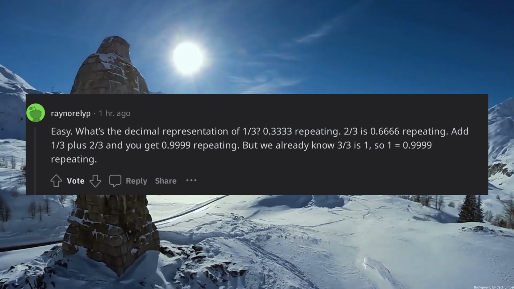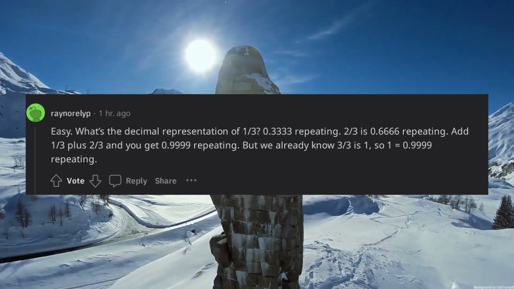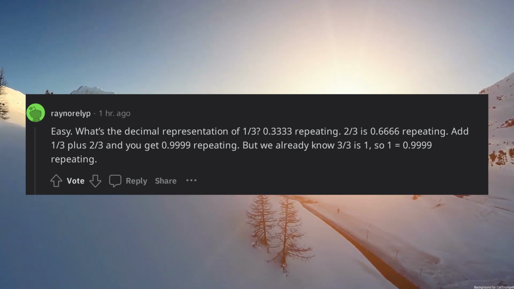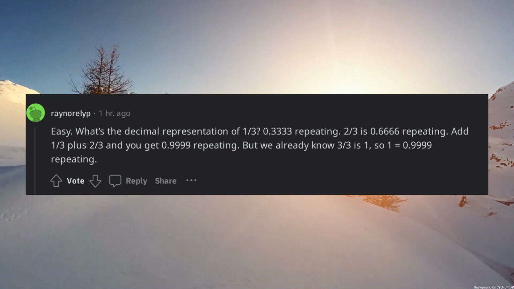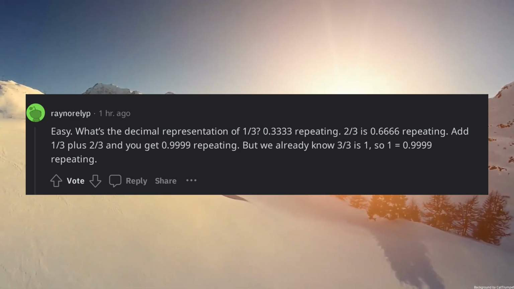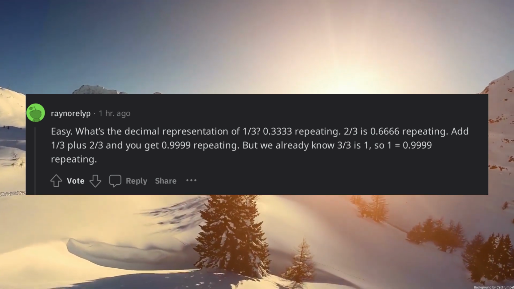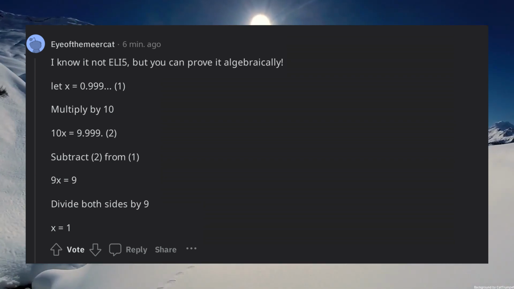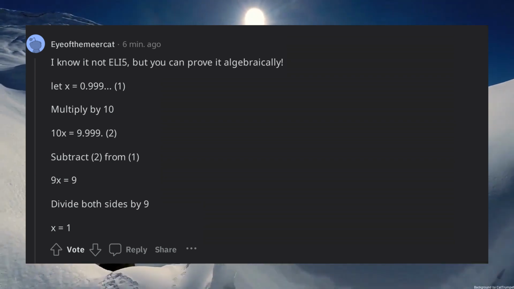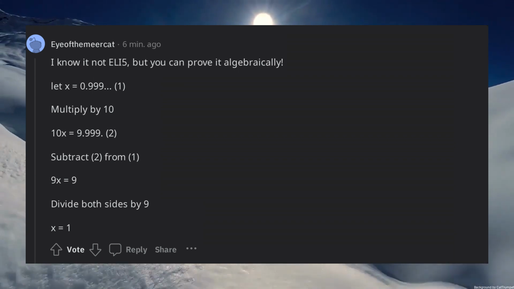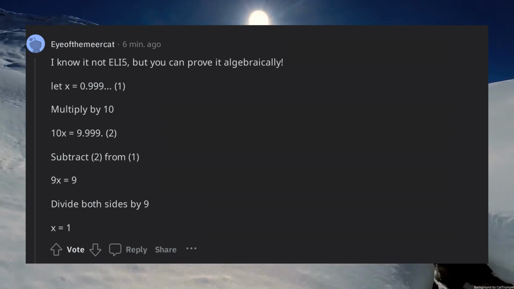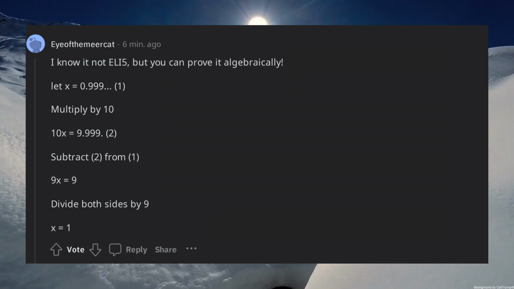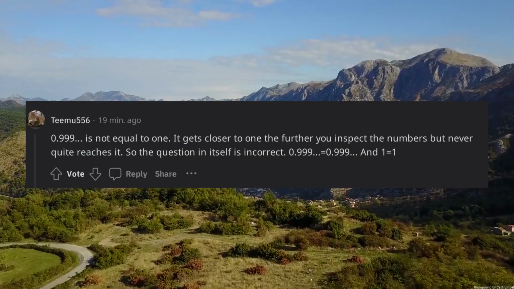Easy! What's the decimal representation of 1/3? 0.3333 repeating. 2/3 is 0.6666 repeating. Add 1/3 plus 2/3 and you get 0.9999 repeating. But we already know 3/3 is 1, so 0.9999 repeating is 1. I know it's not ELI5, but you can prove it algebraically. Let x equal 0.999... Equation 1. Multiply by 10, 10x equals 9.999... Equation 2. Subtract equation 1 from equation 2, 9x equals 9. Divide both sides by 9, x equals 1.